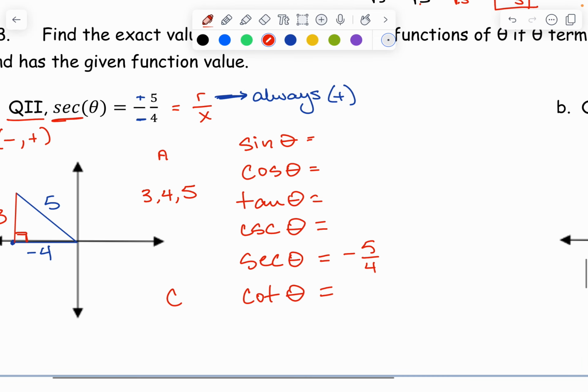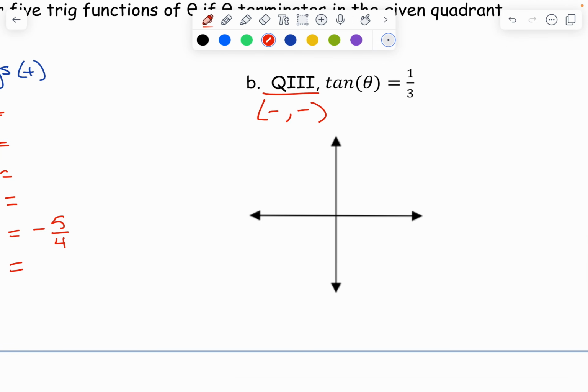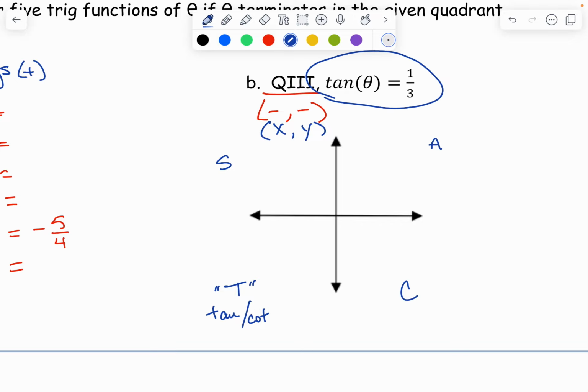So I'm going to do this last one with you, just because it's a little more difficult. It's Q3. That's a negative quadrant. That means my x value and my y are negative. It's also my all students take calculus. So that means tangent and cotangent are positive down here. See how this is tangent and it's positive? That's because I'm in Q3. All others that aren't tangent or cotangent should be negative.